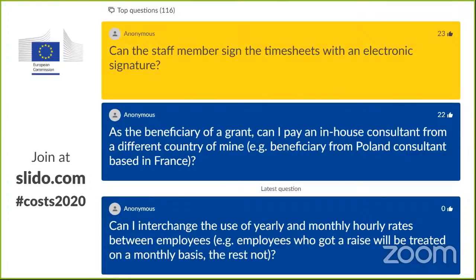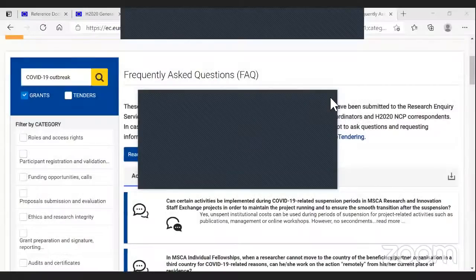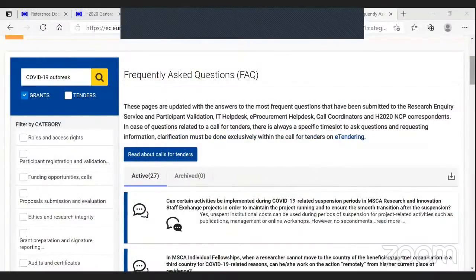But again, this is described in one of our FAQs. And by the way, there is a whole list of FAQs related to specific flexibility in the COVID situation. And you can find them on our FAQ database on the portal when searching for COVID or for Corona.